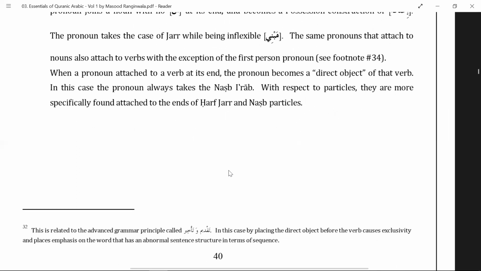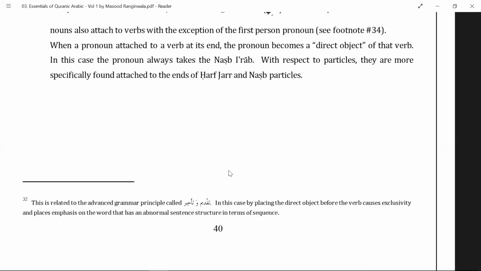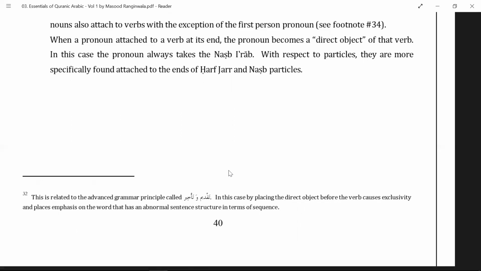The same pronouns that attach to nouns will also attach to verbs, exactly the same, with the exception of the first pronoun. There is a footnote, footnote 34, we will see that soon. When it is attached to the end of a verb, this pronoun becomes the direct object of that verb. When it is attached at the end of an action, that action is being done directly on that pronoun which is attached. Here it will always be nasb because it is the object. The action is being done on this, so it becomes nasb state.